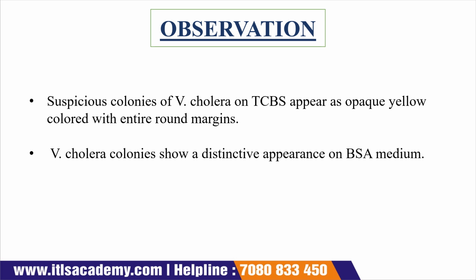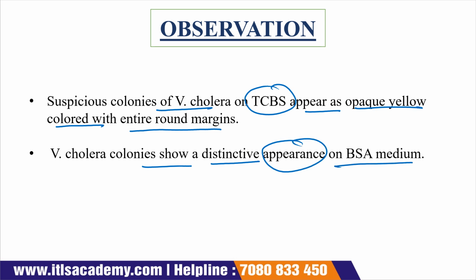Now, suspicious colonies of Vibrio cholerae on TCBS appear as opaque yellow color with entire round margin. If there is Vibrio cholerae present in the sample, then we get what? Opaque yellow colored colonies, and these colonies are rounded by a margin. Vibrio cholerae colonies also show a distinctive appearance on a BSA medium. That's why we're using two types of media: one is your TCBS and another one is your BSA medium.